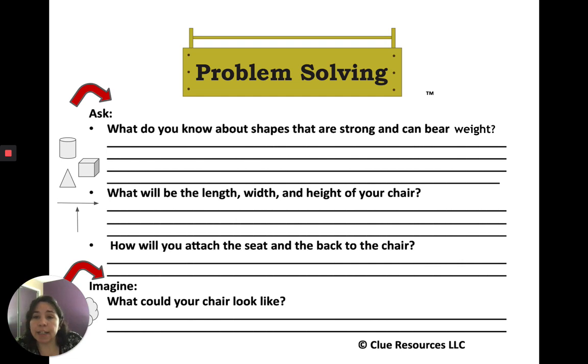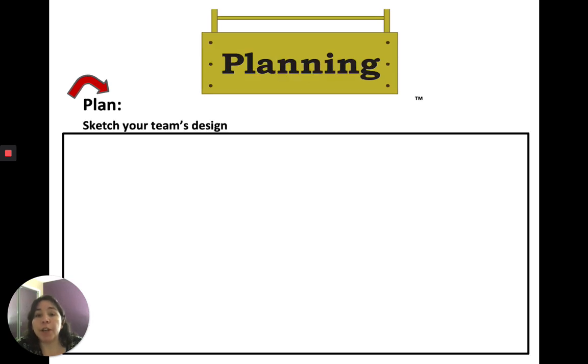Using the ideas you have from the questions we've asked above, you're going to draw a picture of what your Baby Bear chair is going to look like. I can't wait to see your ideas.